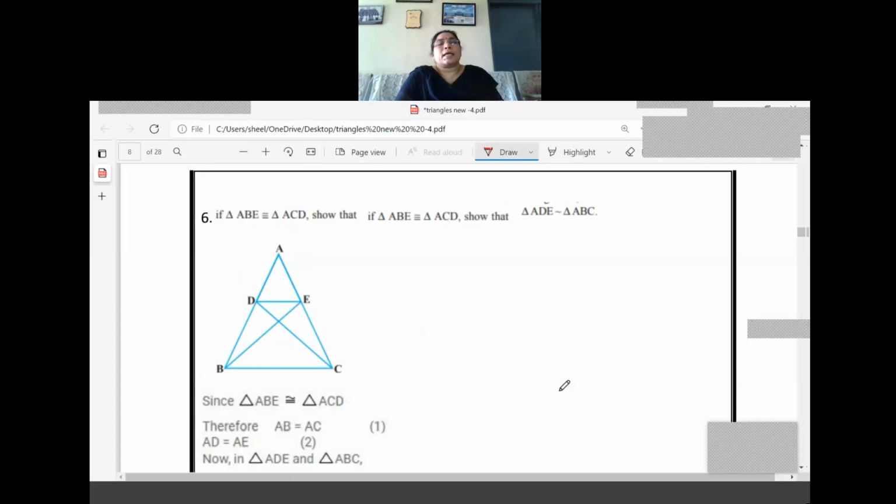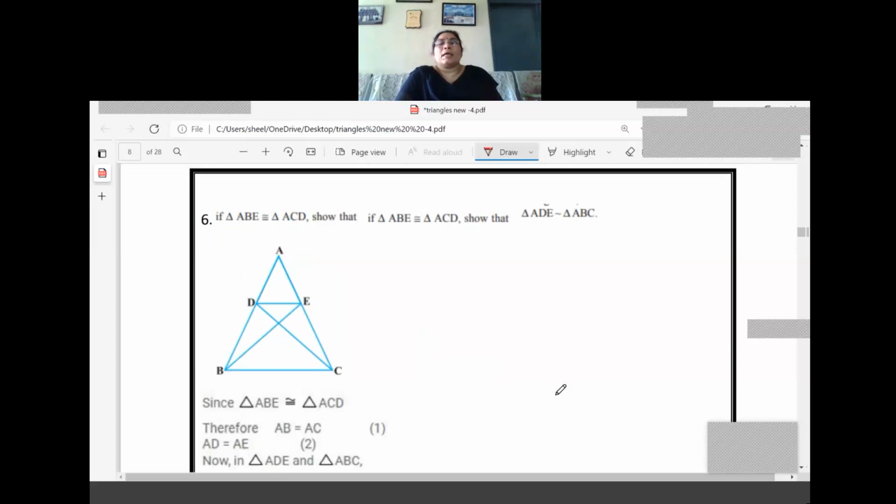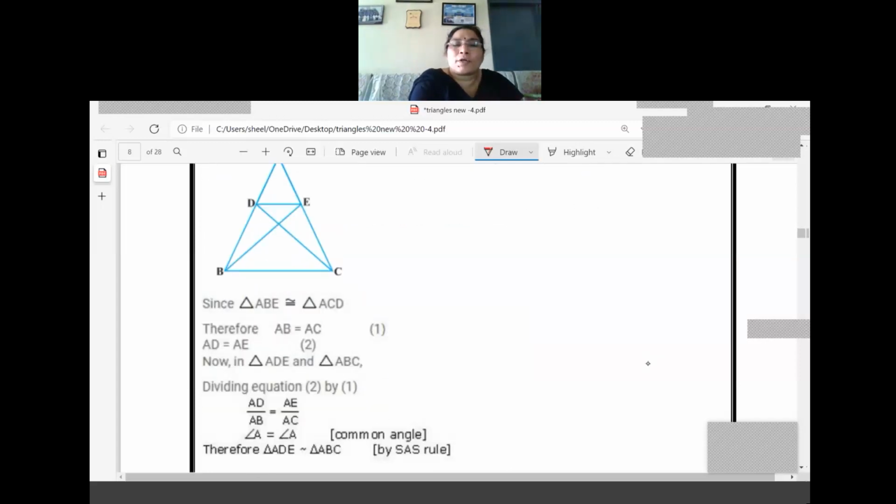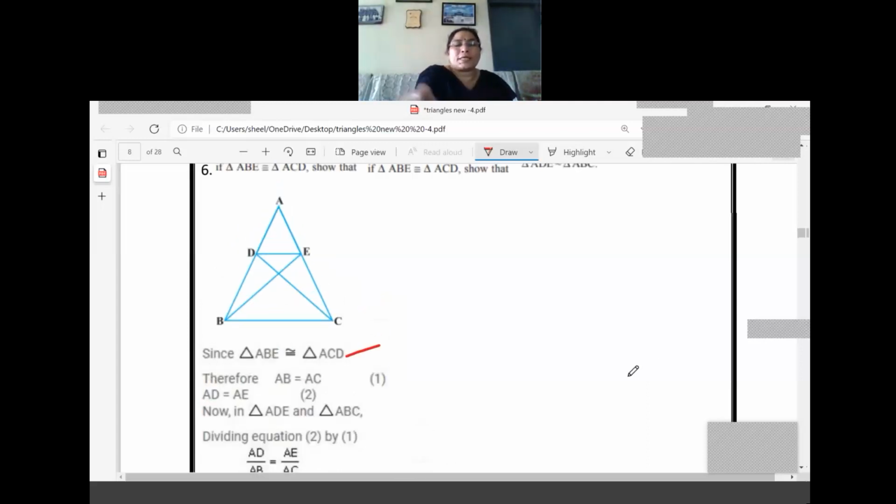Similarly, another question: triangle ABE congruent to triangle ACD. If they are congruent, show that triangle ADE is similar to triangle ABC only, right? If triangle ABE is congruent to triangle ACD, what is given there? ABE congruent to ACD. Once congruency is given, you can write all the angles are equal, all the sides are also equal. Angles and sides are equal in the case of congruency, right? So we have taken two sides here. Which are the two sides? AB equal to AC. Order is there. So AD equal to AE. We should write AE first only. AE equal to AD by the result only.